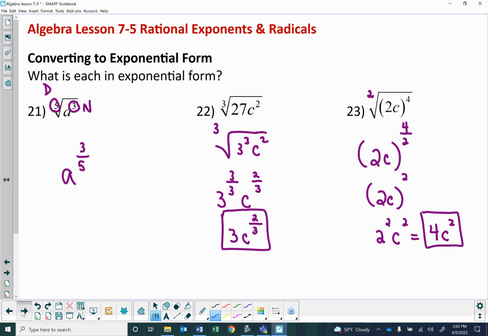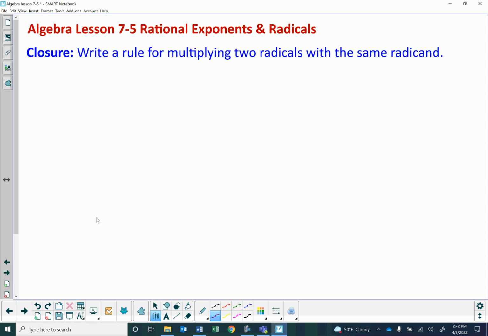All right, your closure question for this lesson. Write a rule for multiplying two radicals with the same radicand. A couple of vocabulary words in this one. So write a rule for multiplying two radicals with the same radicand.